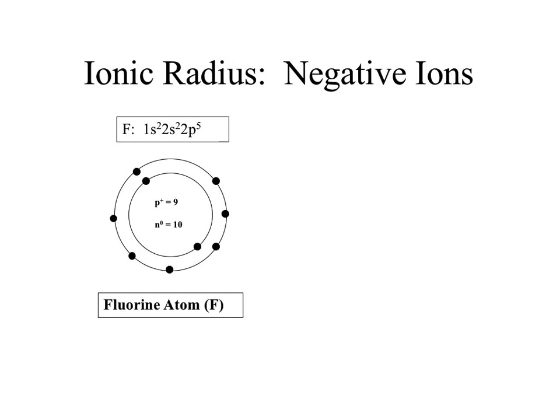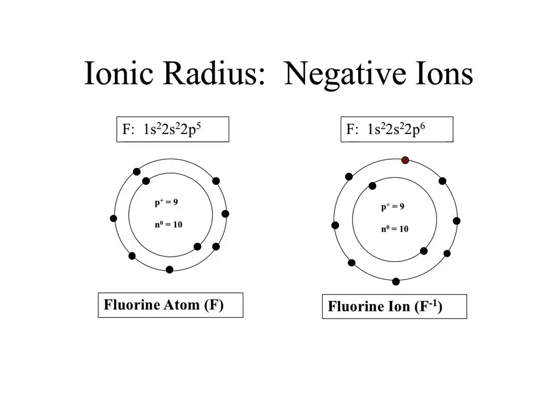This is normal fluorine. So fluorine normally has 9 protons and 9 electrons. When it forms an ion, it gains 1 electron. So you get 1 more electron added into its second energy level. But it doesn't gain any energy levels. But remember that electrons repel each other.